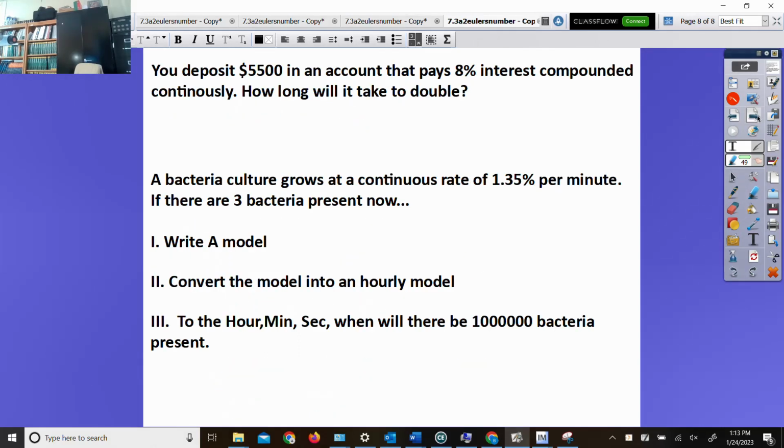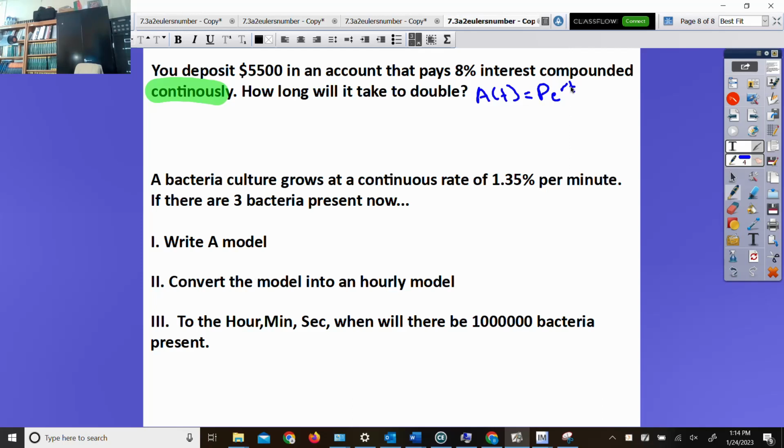You deposit $5,500 into an account that pays 8% interest compounded continuously. How long will it take to double? Again, because you saw the word continuous, what's your formula? Pert. Now, you have a goal. You want to double your money. You have $5,500. What's it going to become?